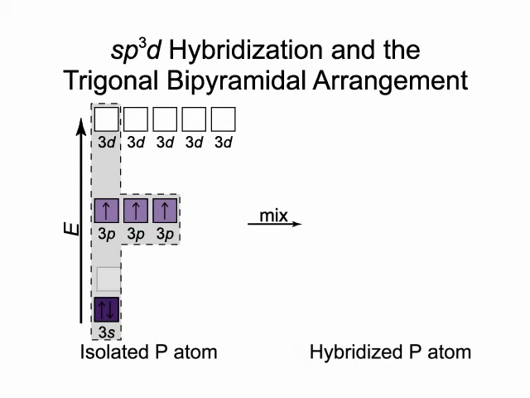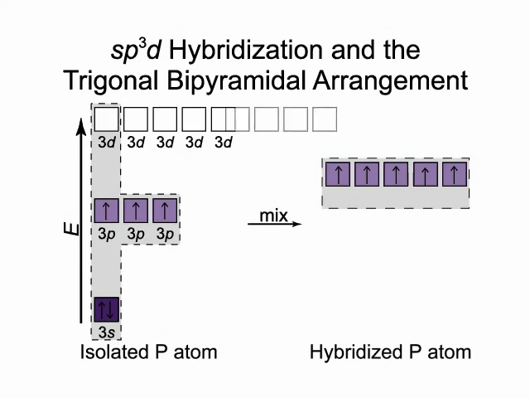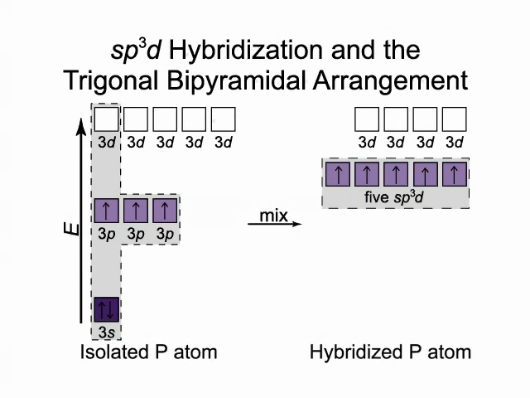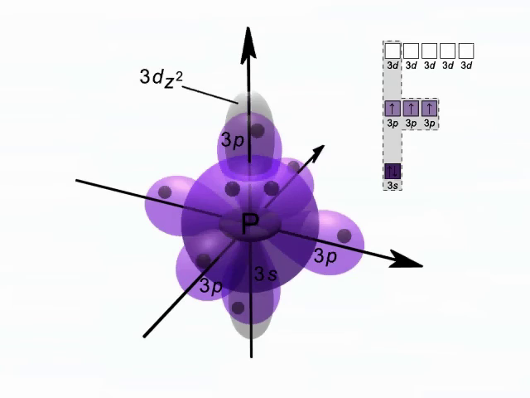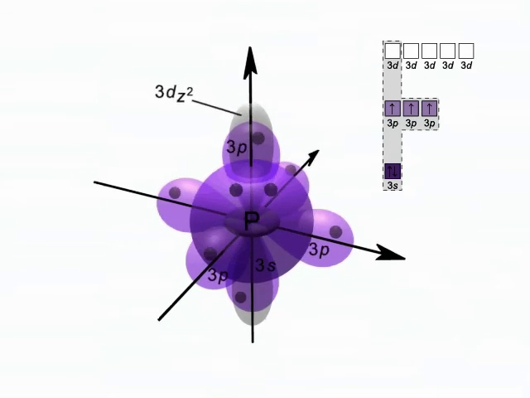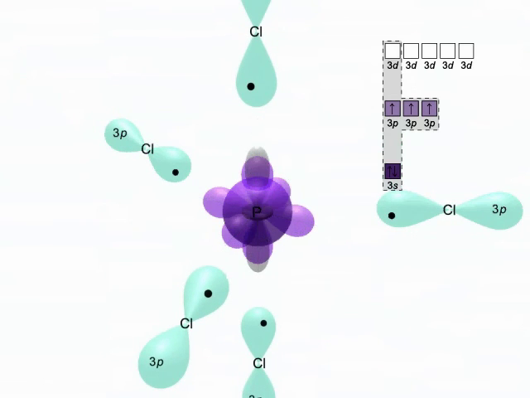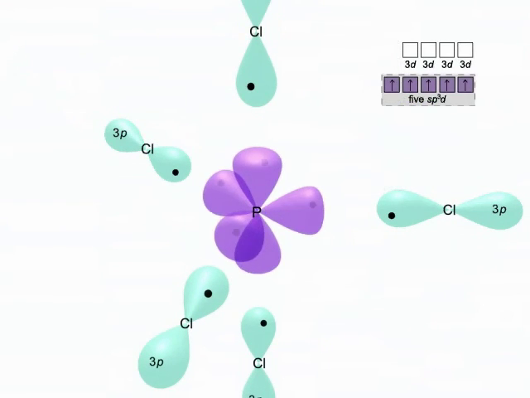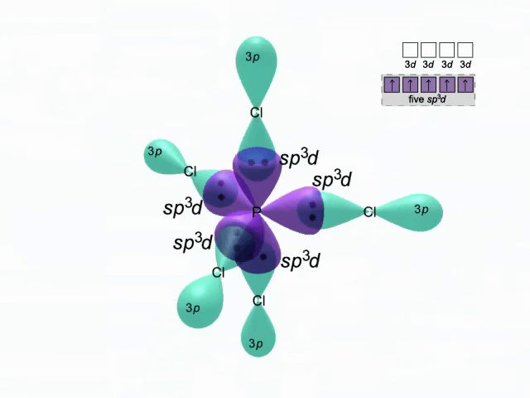In PCl5, the 3s, all the 3p's, and one of the five 3d orbitals mix to form five half-filled sp3d hybrid orbitals. The other four 3d orbitals remain empty and unhybridized. Here is the ground state phosphorus atom with the four 3d orbitals that remain unhybridized omitted for easier viewing. We'll move back to see the hybridized P atom in PCl5. The five sp3d hybrid orbitals point toward the corners of a trigonal bipyramid, and half-filled 3p orbitals from five chlorines overlap them.